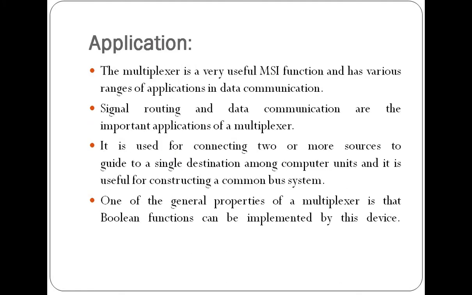The application includes signal routing and data communication. It is used for connecting two or more sources to guide to a single destination among computer units, and it is useful for constructing a common bus system. One of the properties of a multiplexer is that Boolean functions can be implemented by this device.